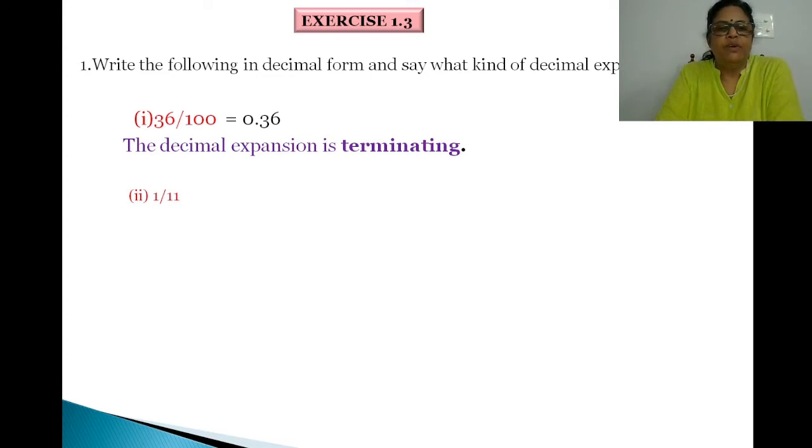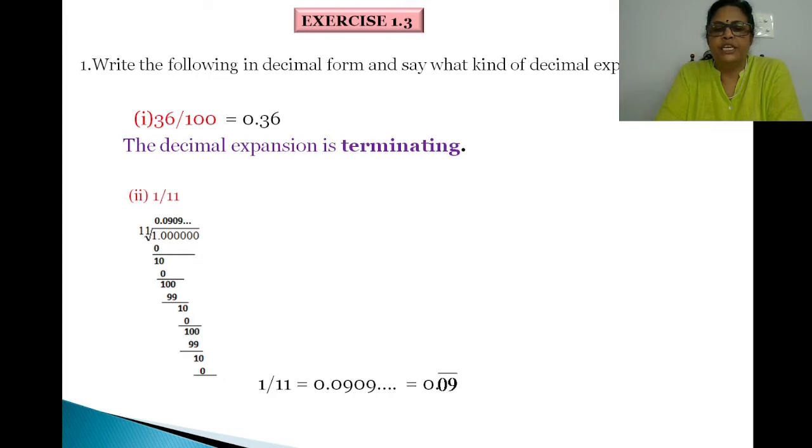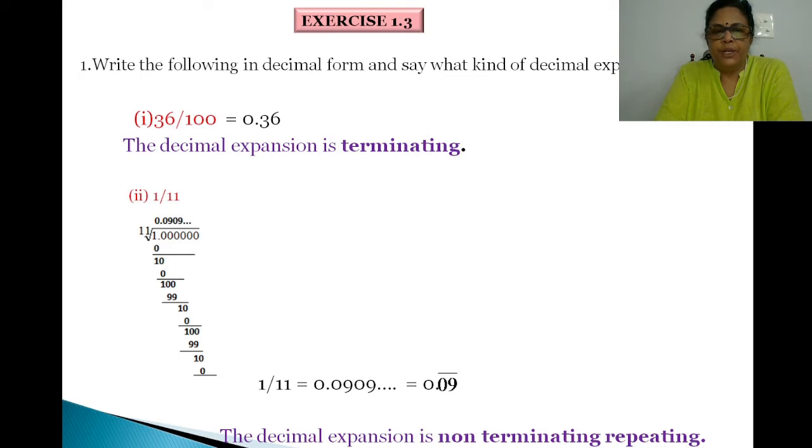Second one, 1 by 11. The decimal expansion of 1 by 11 is 0.0909, etc. That means 09 is repeating. So it is a non-terminating repeating decimal. So 1 by 11 is 0.09 bar. So the decimal expansion is non-terminating repeating. No stop, and repeating.